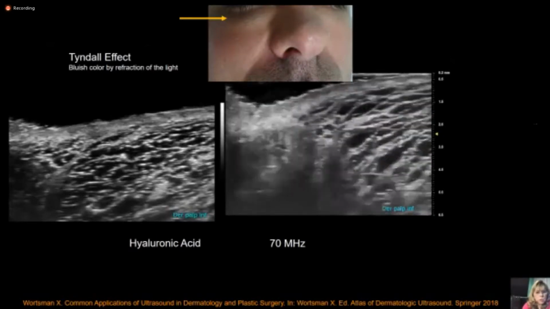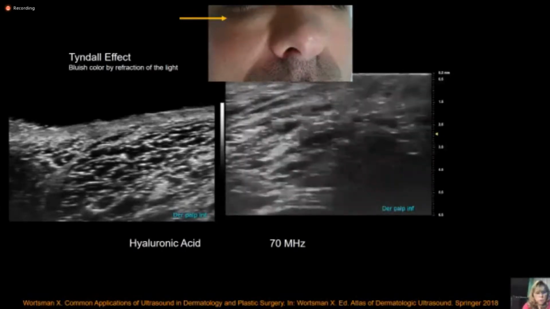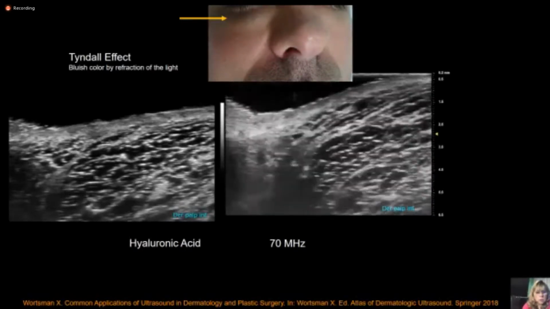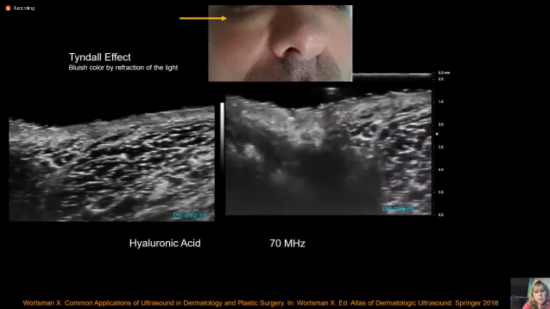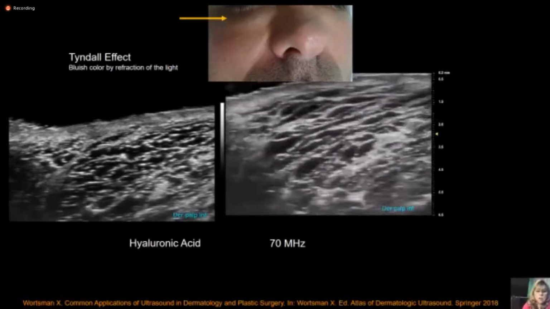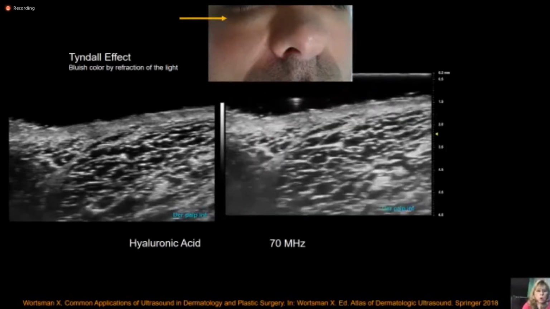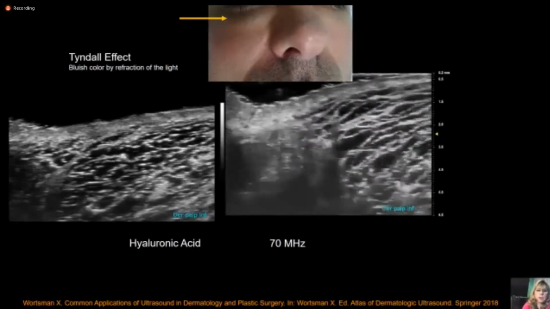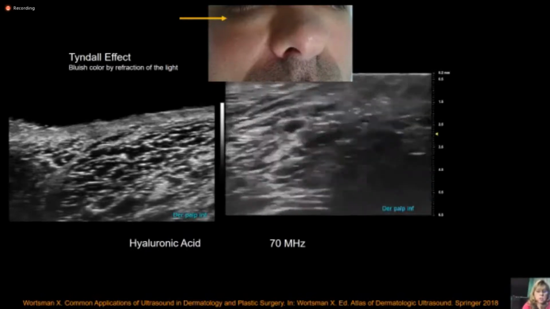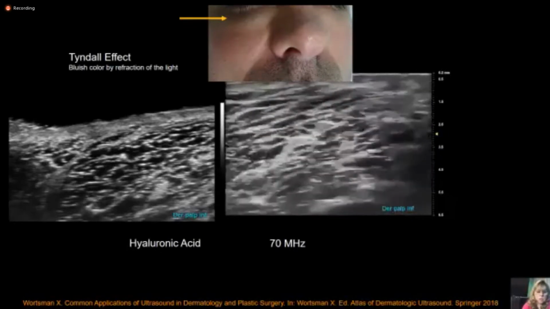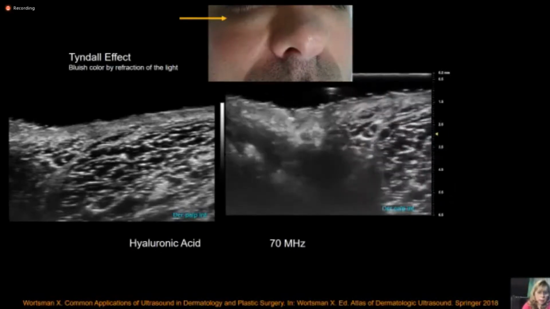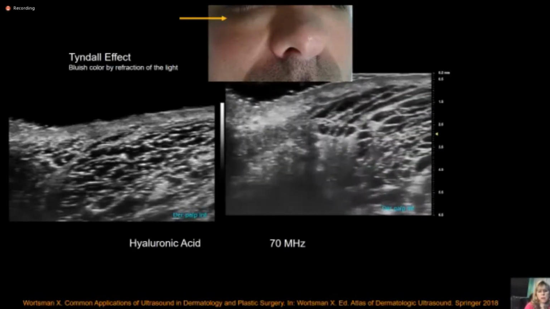And if we go to the 70 megahertz probe, there's no doubt that this is hyaluronic acid. And what we are seeing is called the Tyndall effect, which is a bluish color caused by the reflection of the light when there are fillers, such as hyaluronic acid, in the region. So this patient was treated with hyaluronidase and became better.